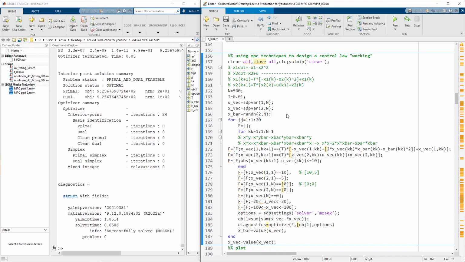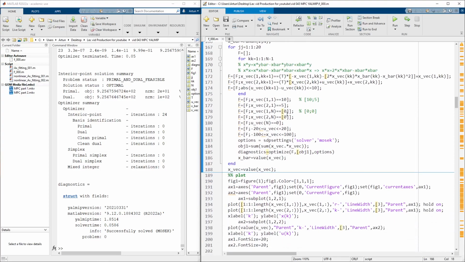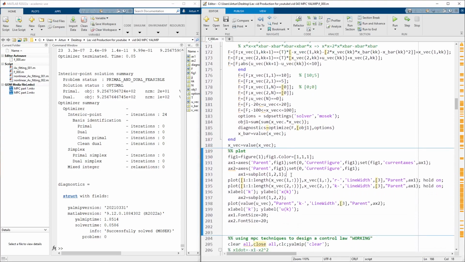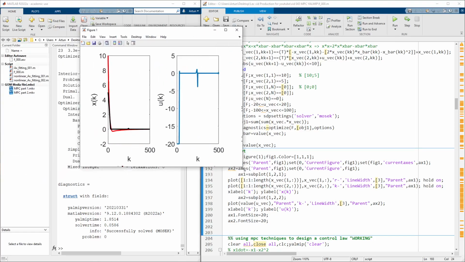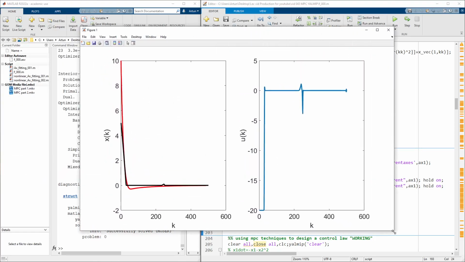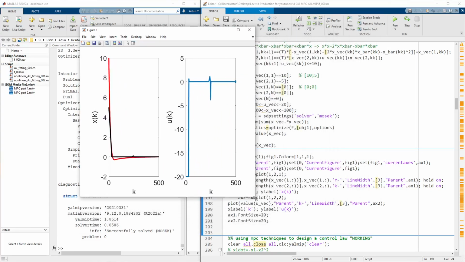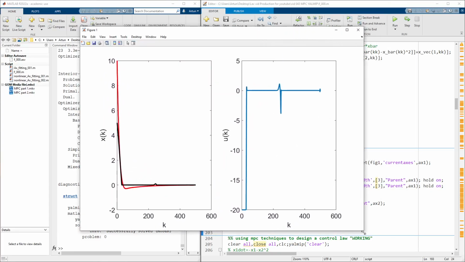I'm not going to make the mistake of running this code, because it takes a considerable amount of time. I am going to plot the results rather. Let me plot them. Okay, here, and let me make it bigger.